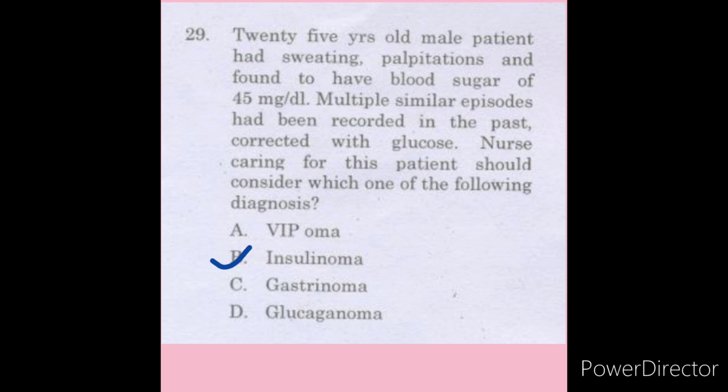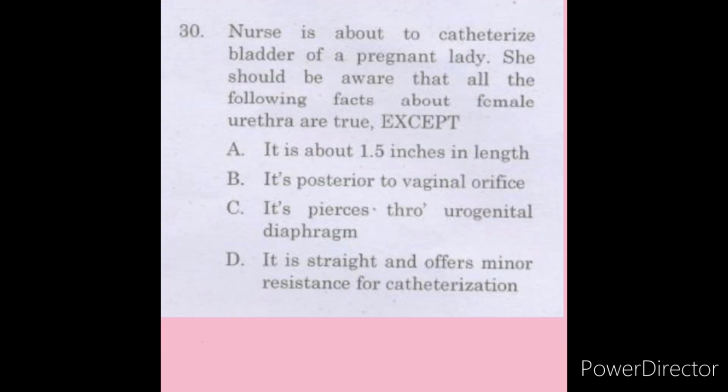Next, question 30, the last question in part 1 of the model paper. A nurse is about to catheterize the bladder of a pregnant lady. She should be aware that all the following facts about the female urethra are true except. The nurse has to be aware of the following options related to the urethra.